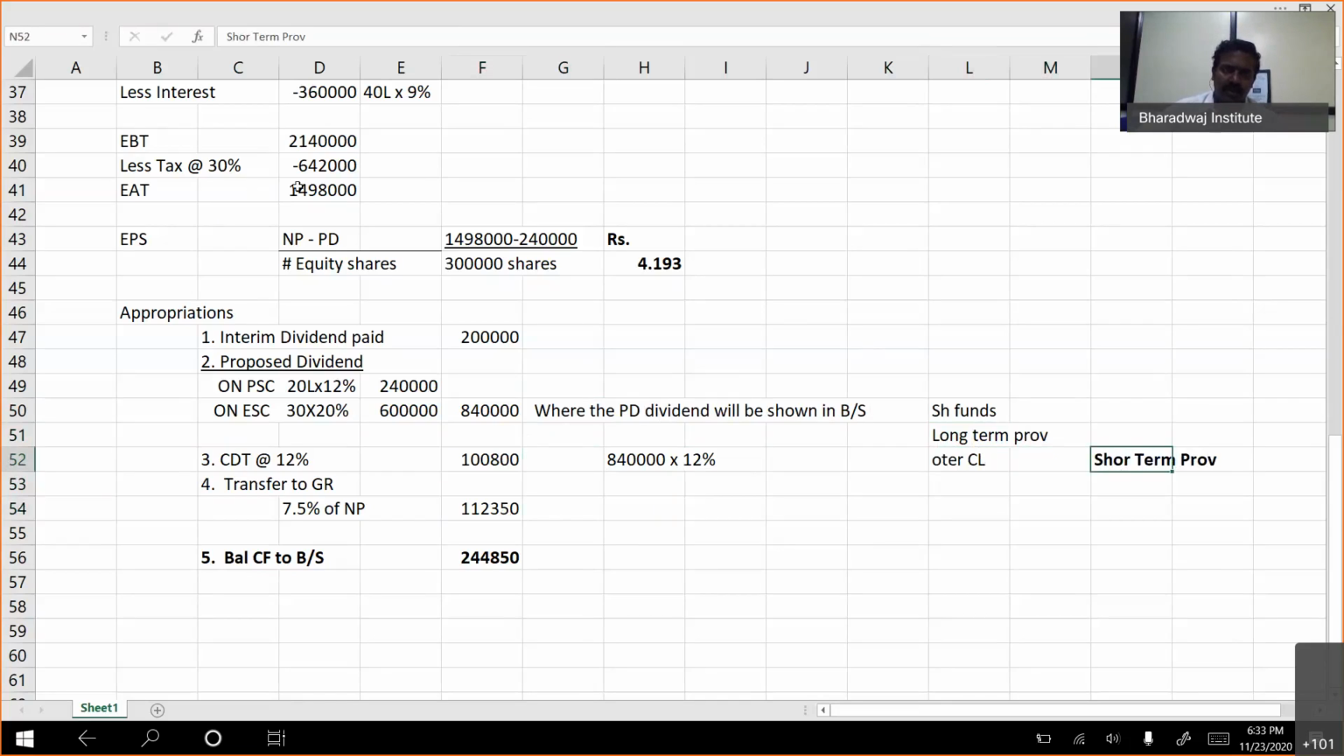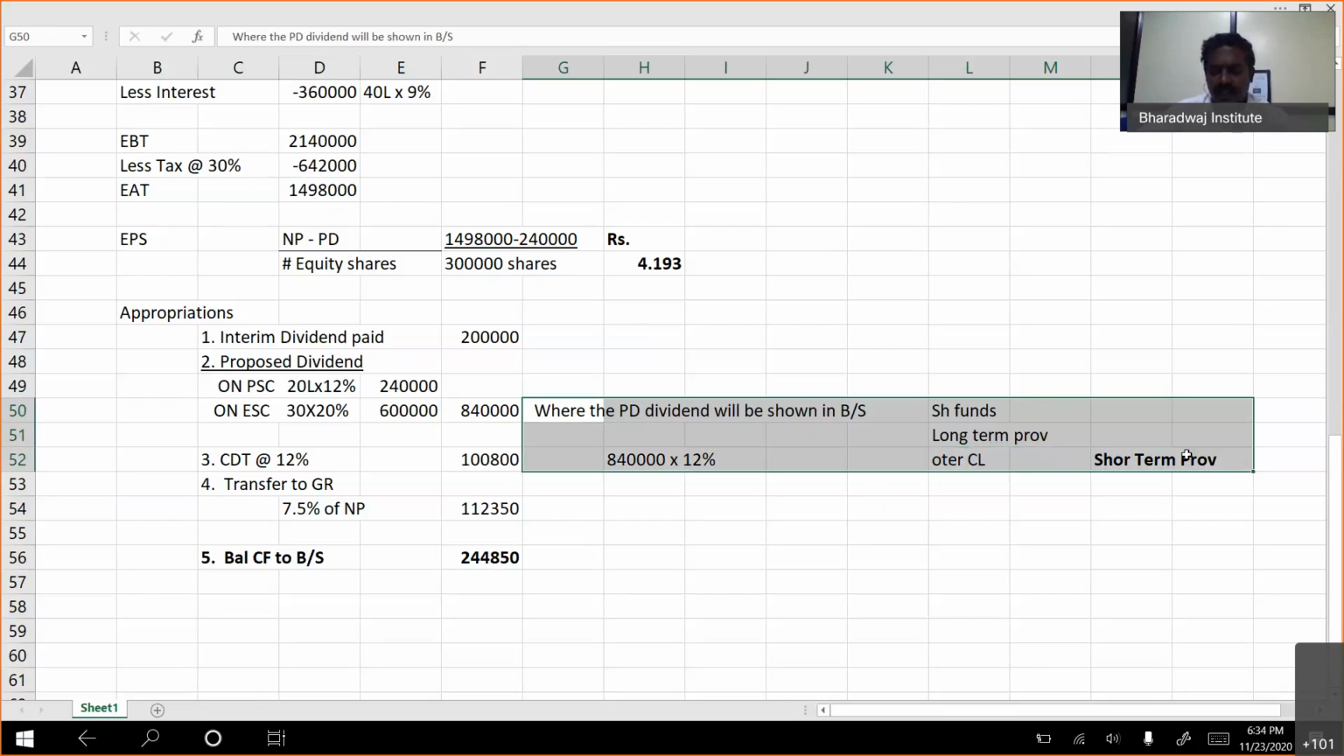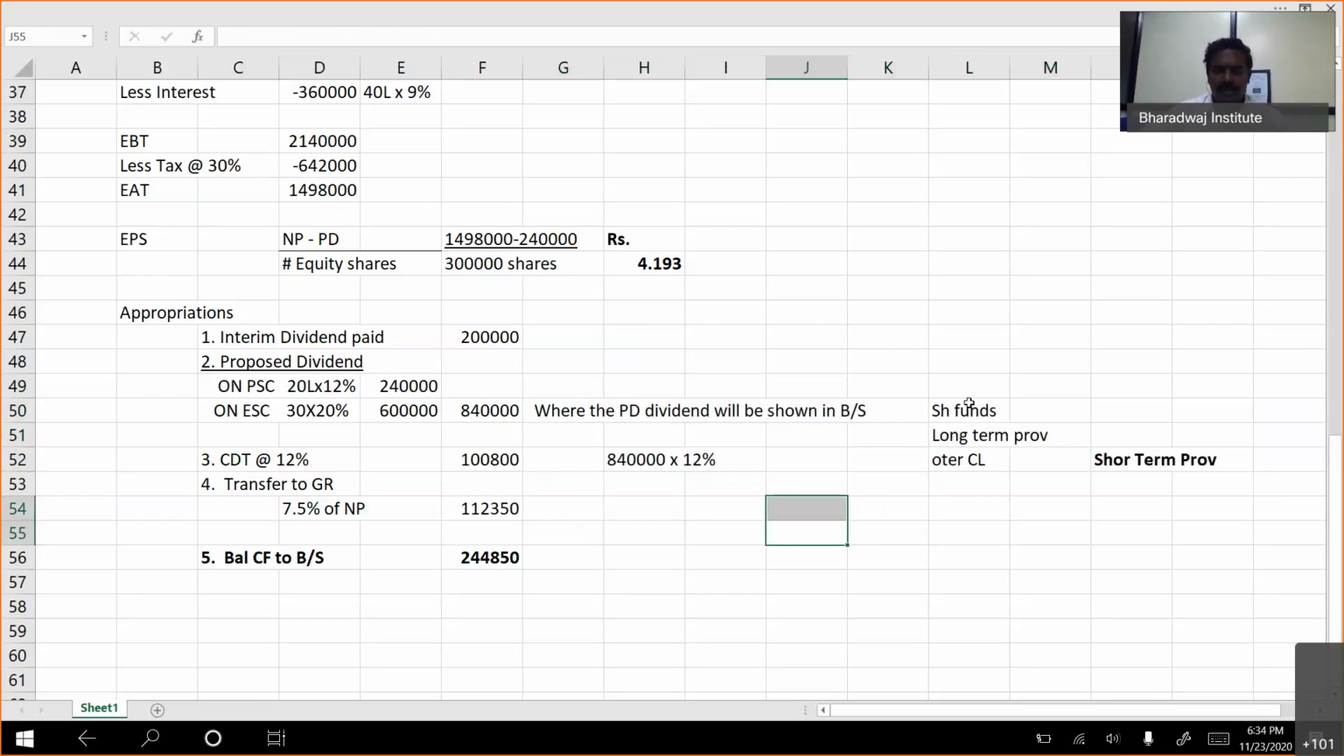Income tax also will be shown under short-term provisions. Transfer to general reserve will come under reserves and surplus. Like that, sometimes specific questions may be asked. Where are you going to show these items in the balance sheet, or under which head it will be shown? Like that, they may ask you some specific questions.